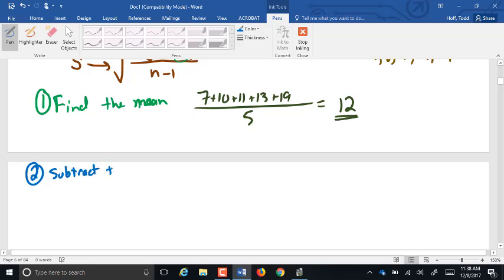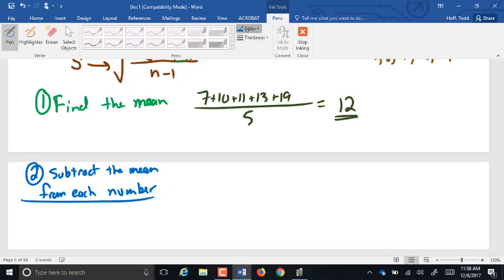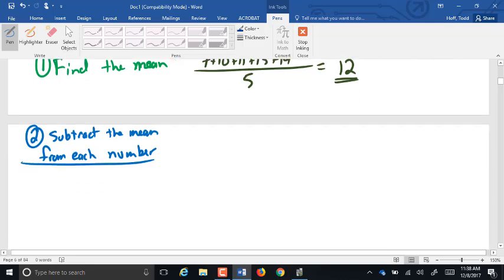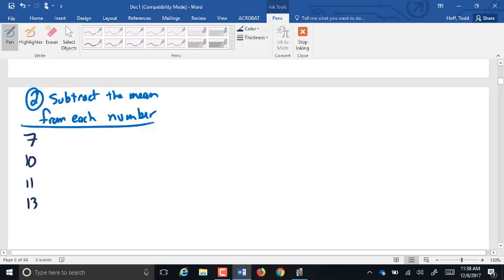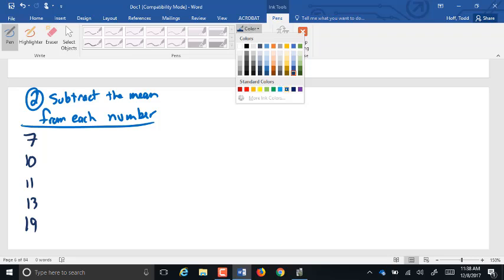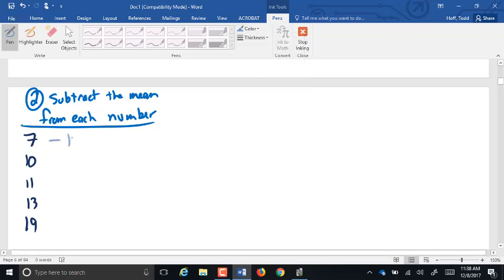Step 2 is to subtract the mean from each number. What's that mean? Well, you got 7, 10, 11, 13, 19. We are going to subtract that mean of 12 from each of them. What is 7 minus 12? Negative 5. What is 10 minus 12? Negative 2. 11 minus 12. Negative 1. 13 minus 12. Positive 1 and 19 minus 12. 7.